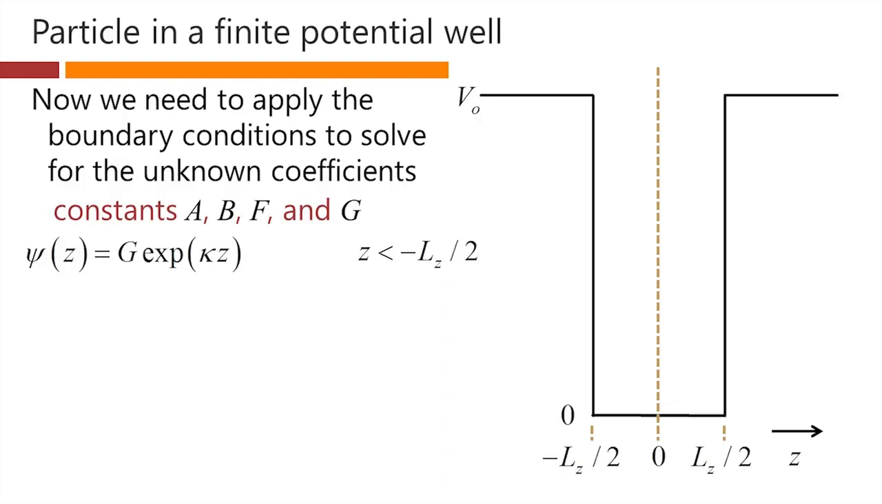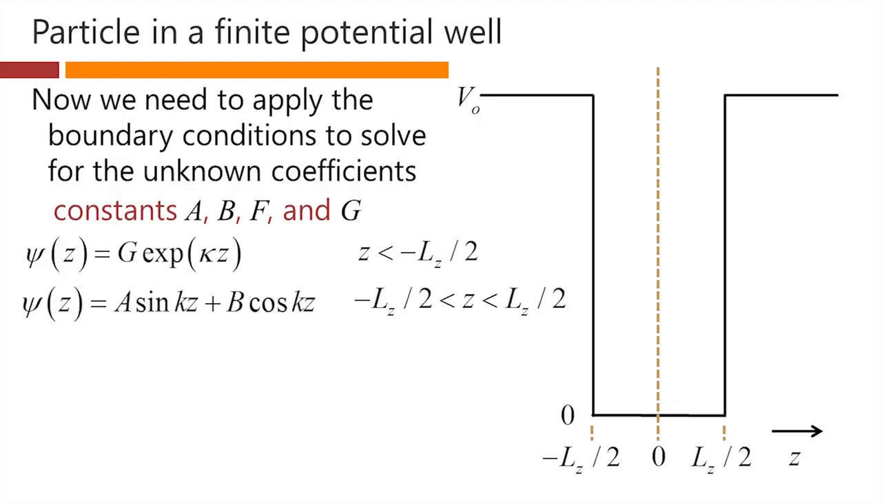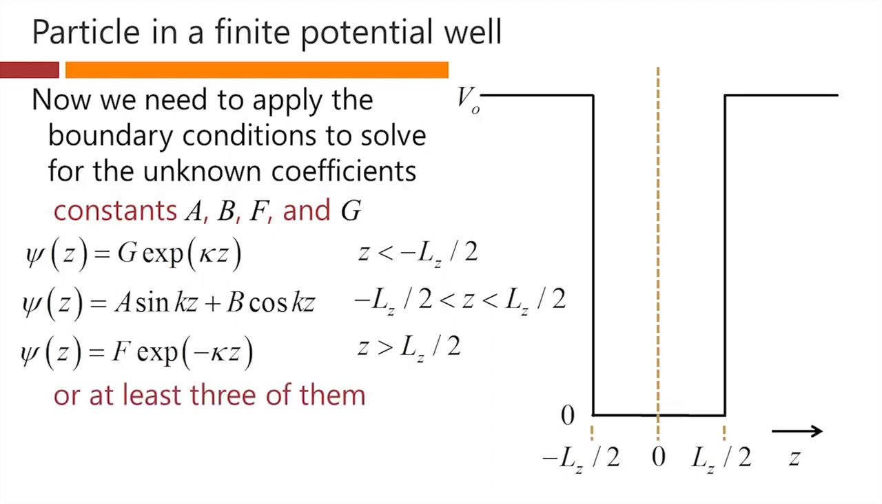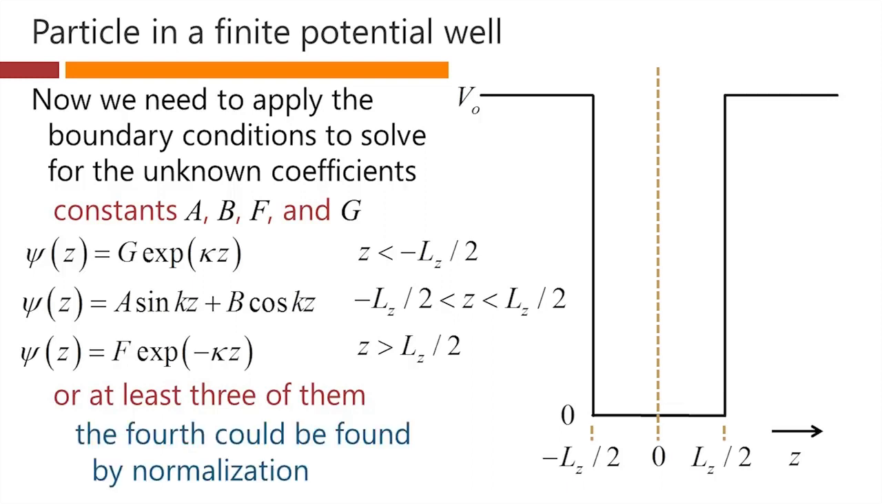And so, just to summarize, our solution on the left is going to look like this, our solution in the middle is going to look like this, and our solution on the right is going to look like this, with these constants we're trying to figure out. We only need to figure out 3 of them in our algebra, actually, because we could establish the 4th one by normalizing the entire wave function if we wanted to.